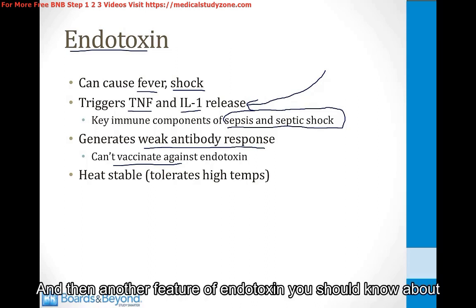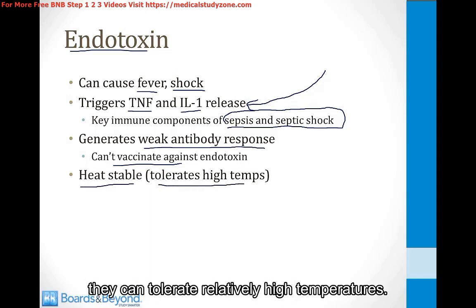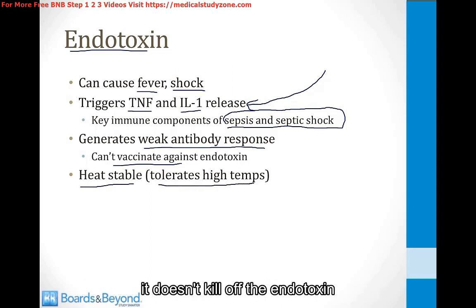And then another feature of endotoxin you should know about is that they are called heat stable, and this means they can tolerate relatively high temperatures. So, for example, when a patient gets febrile, it doesn't kill off the endotoxin because it's able to tolerate those higher body temperatures.